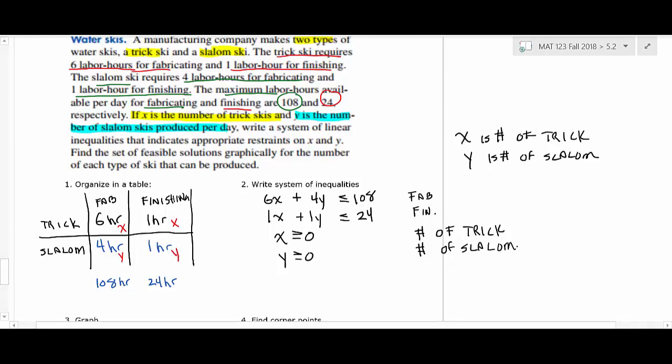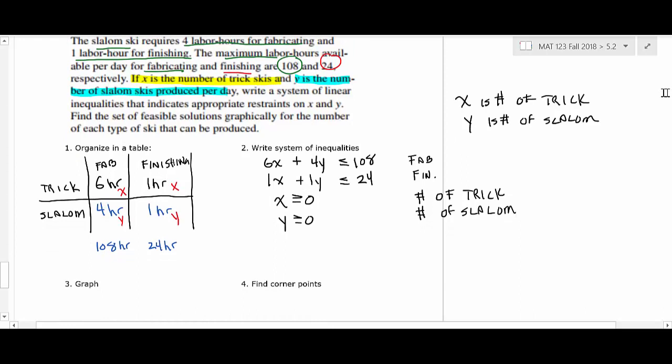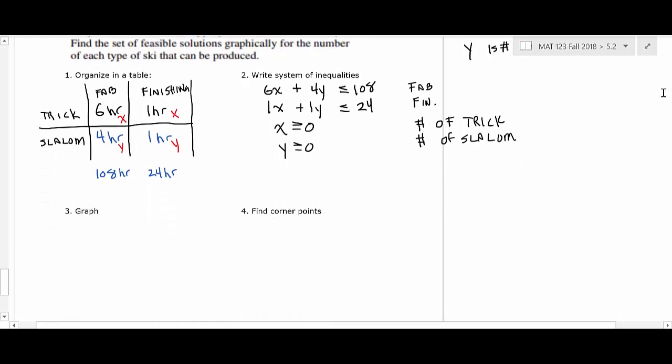Now you could have made this chart backwards. You could have made a row for fabricating and a row for finishing. That's your call, but you have to, in your mind, understand that what you're doing is you have that many labor hours for fabricating, that many for finishing, and you're always going to have 2 equations with 2 unknowns in it like that. So now what we're going to do is complete the graphing and the corner points on this, and then when we do the linear programming in the next section, we have one more step.